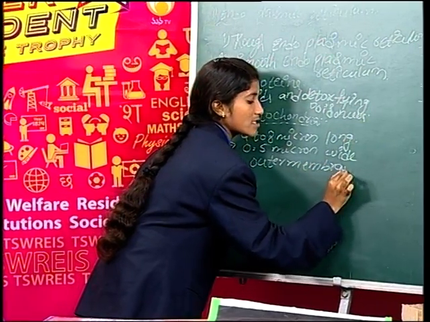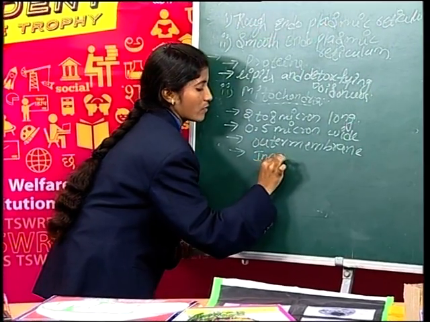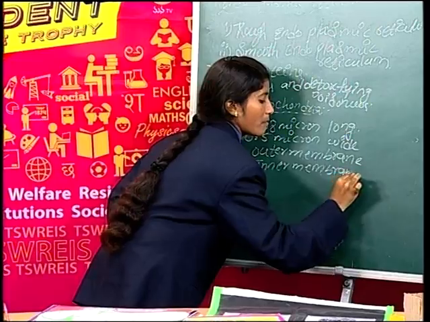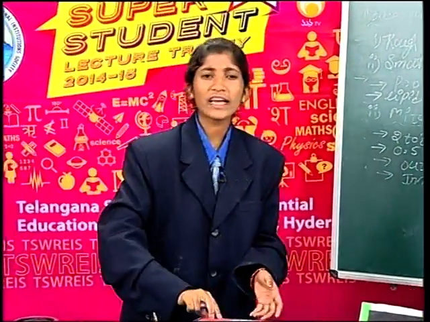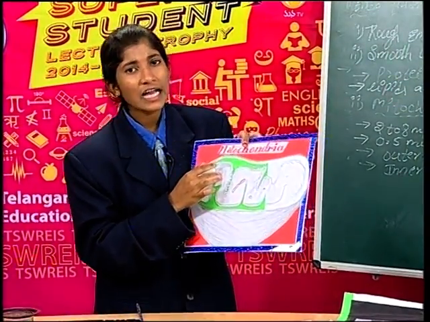Second one is inner membrane. Look here, it is a double membrane. The first one is the outer membrane, and the second one is the inner membrane.